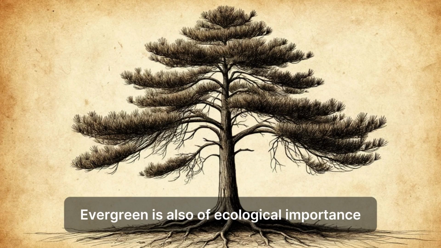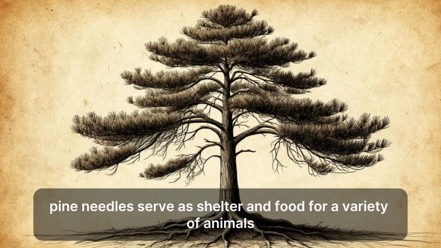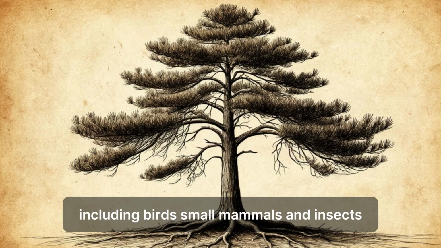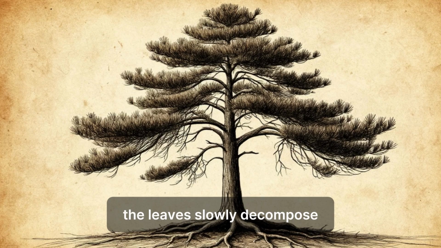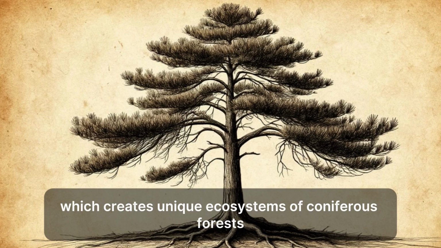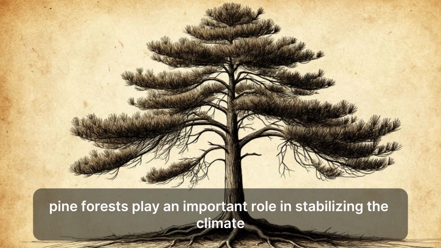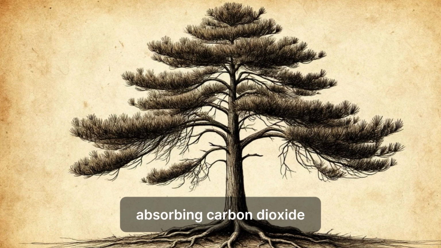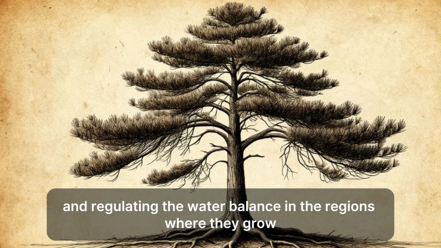Evergreen is also of ecological importance. Pine needles serve as shelter and food for a variety of animals, including birds, small mammals, and insects. The needles slowly decompose, enriching the soil with organic matter, which creates unique ecosystems of coniferous forests. In addition, pine forests play an important role in stabilizing the climate, absorbing carbon dioxide, and regulating the water balance in the regions where they grow.